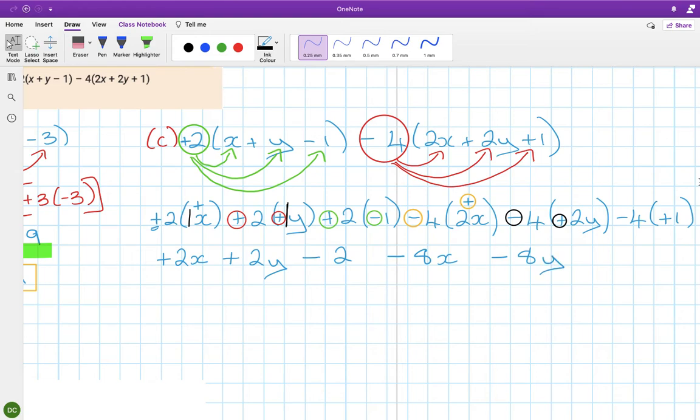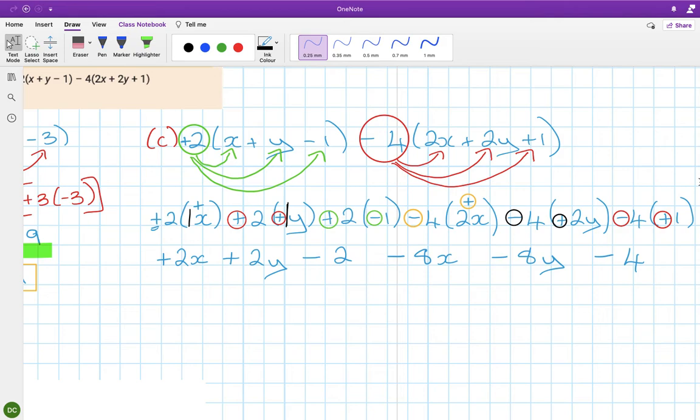The last one, I have minus by plus. So different signs again give me a minus. 4 times 1 is 4, and there are no letters. So I've expanded the brackets. Next thing I need to do is see if there's any matching families. Now, I think there are.